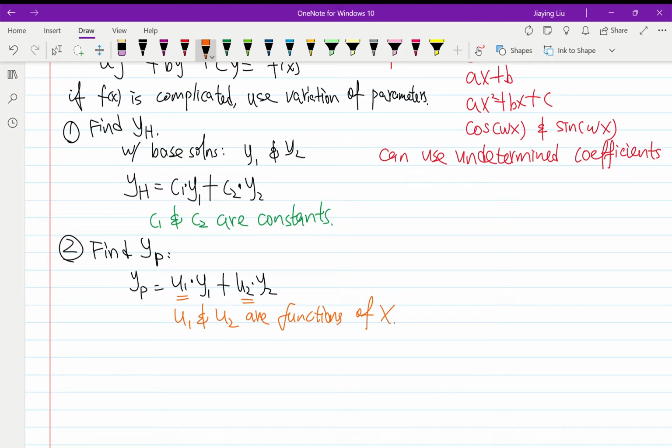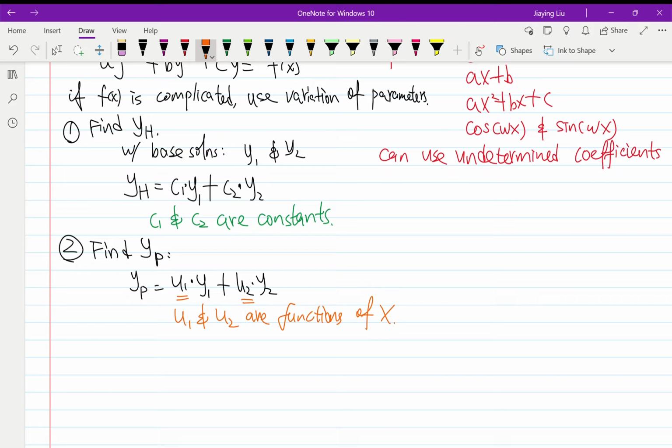So how do we find the particular solution? We're not going to find the derivative. Remember that if we use undetermined coefficients, we get a particular solution, find the derivative, and put it into the differential equation. In this technique, we're not going to find the derivative to put in there, because we don't know the derivative of u1, u2, or the second derivative, so that wouldn't work.